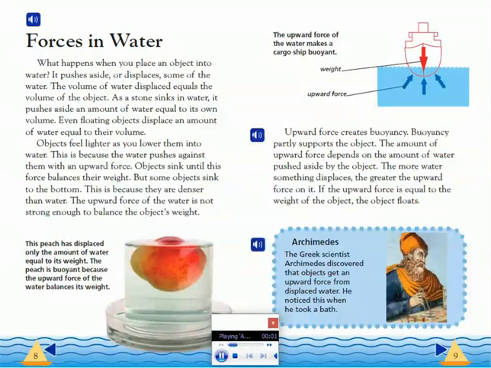Upward force creates buoyancy. Buoyancy partly supports the object. The amount of upward force depends on the amount of water pushed aside by the object. The more water something displaces, the greater the upward force on it. If the upward force is equal to the weight of the object, it floats.